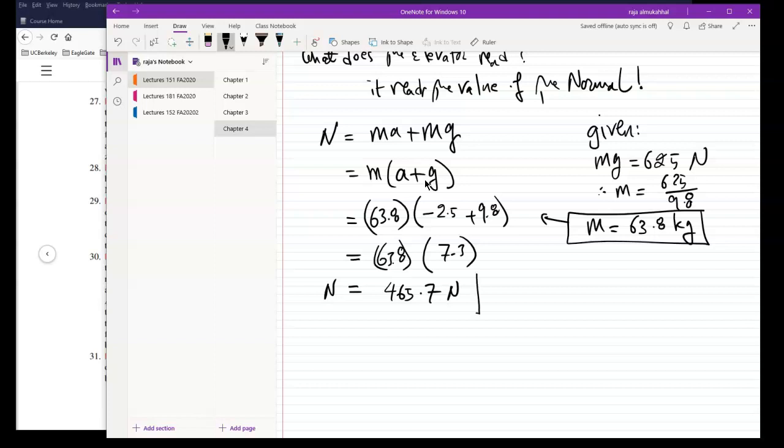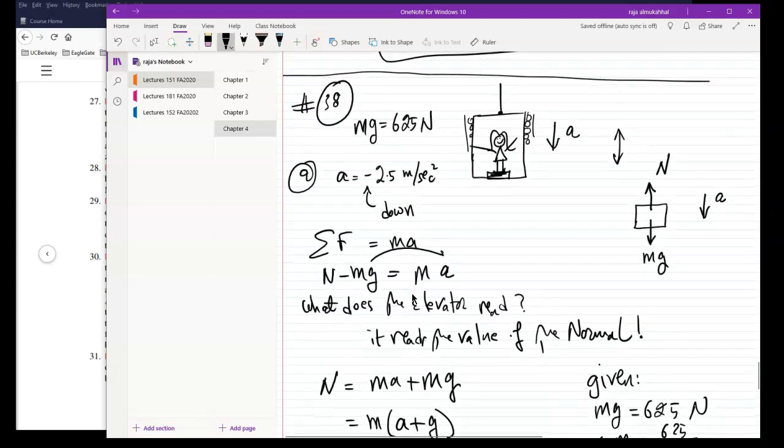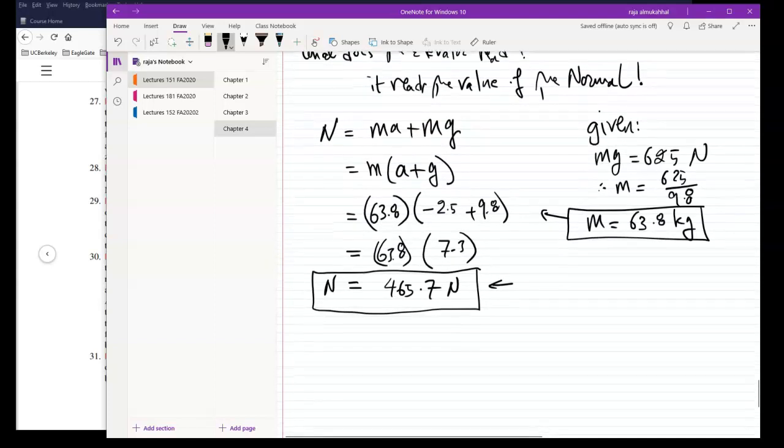So the elevator is going to say you weigh not 625, but 465.7 Newton. Got it? Okay. Next, this is part A for the problem. This is all part A. There it is. Let's do part B now.